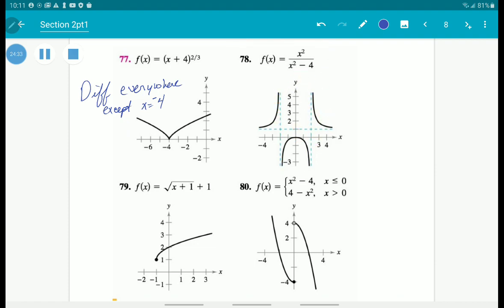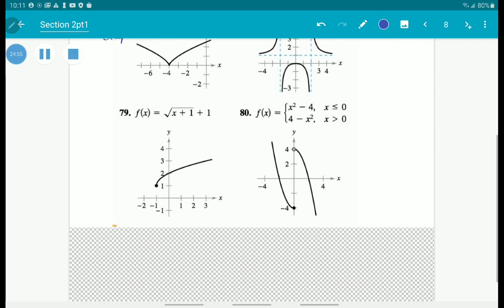If we look at that next one, 78, notice we've got 2 vertical asymptotes. So it's going to be differentiable everywhere except those vertical asymptotes. And those are happening at positive 2 and negative 2. And we can see that by setting that denominator equal to 0.